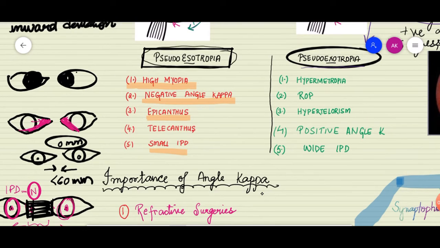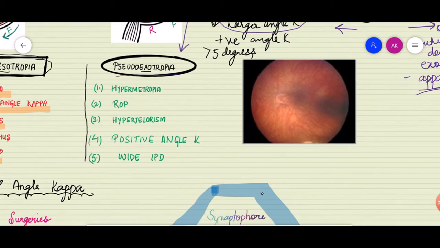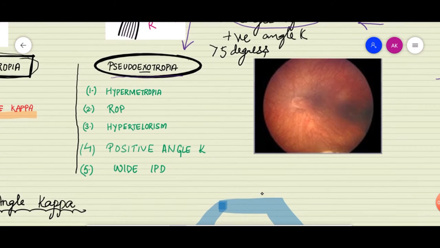So to enumerate, the causes of pseudoesotropia are high myopia, negative angle kappa, epicanthus, telecanthus, or a small IPD, or interpupillary distance. Similarly, what are the causes of pseudoexotropia? Remember, pseudoexotropia causes are hypermetropia. Okay, and why do we see pseudoexotropia in hypermetropia? Because of a positive angle kappa.